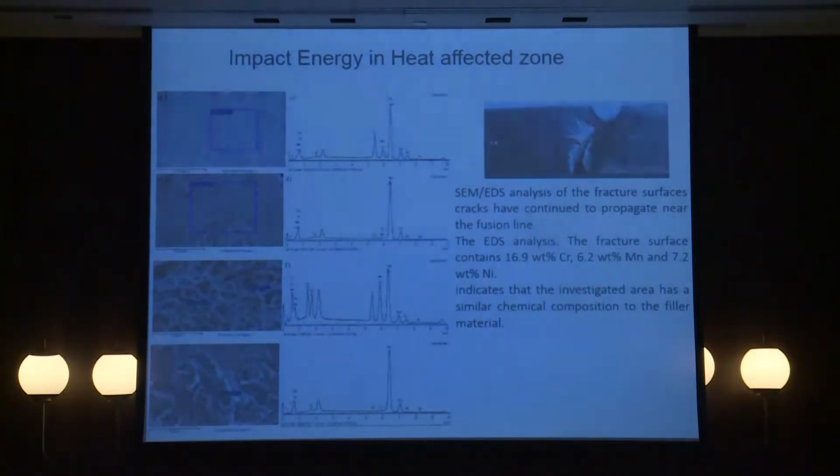After that we did EDS analysis on the fracture surface to see whether the crack follows the weld metal or the base metal. It's interesting that at 20, 0, and minus 20, the chemical composition is similar to the filler material, which is 16% chrome, manganese 6%, and nickel approximately 7%. At minus 40 degrees, the chemical composition is similar to the base metal.